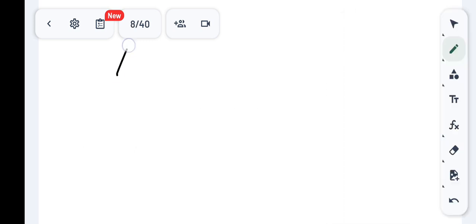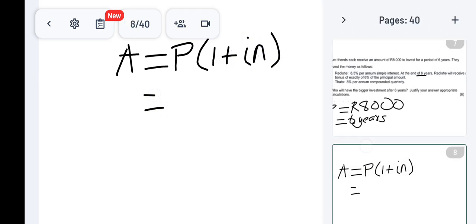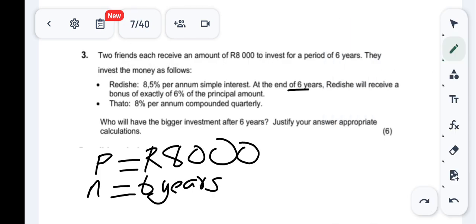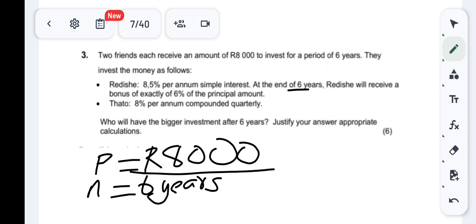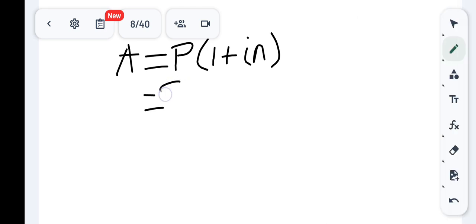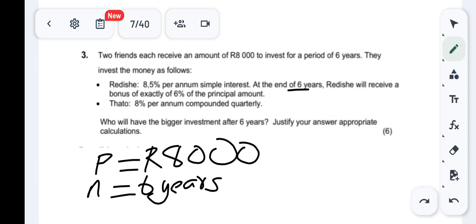Because it's simple interest, we are going to use the formula A is equal to P into 1 plus i n. The principal amount, remember, is 8,000 to invest for a period of 6 years. So our P in this case is 8,000, into 1 plus the interest rate, which is 8,5%. Remember, you need to divide this 8,5 by 100.